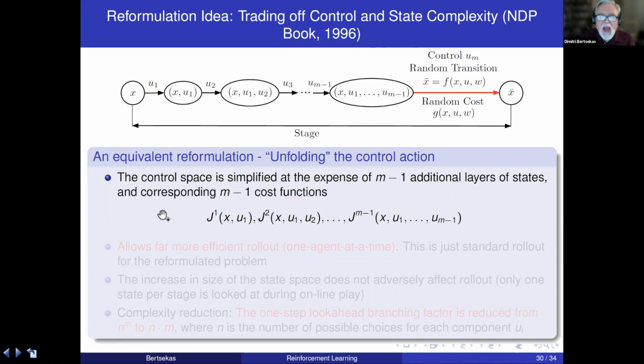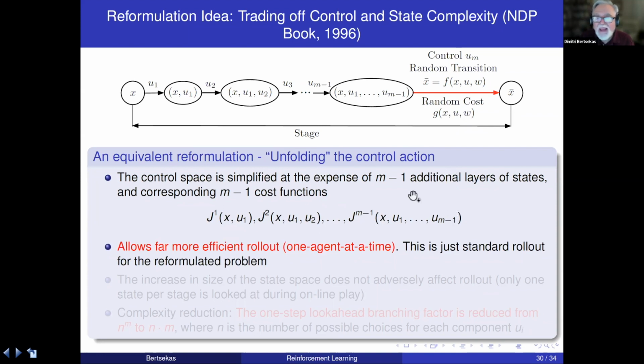And what's happened here is that the control space has been simplified at the expense of M-1 additional layers of states and corresponding cost functions. If you want to execute a dynamic programming algorithm with these expanded stages, then you would have to calculate tail subproblems for each one of those stages. And this becomes very complicated.